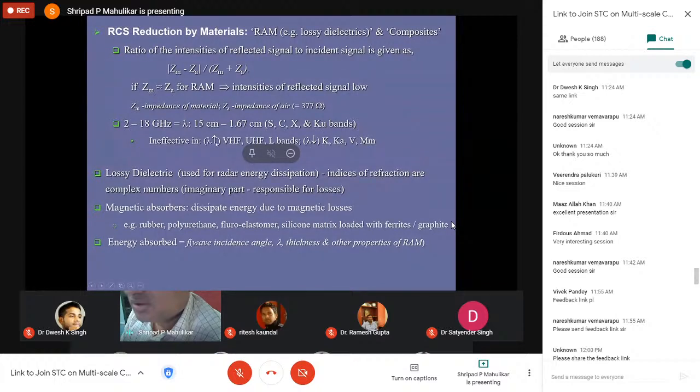So in one case, very thick radar absorbent materials are required. In the other case, the thickness comes down to such low values that they become ineffective. And in the long wavelength case, the amount of radar absorbent material thickness required would go up significantly, and the weight will go up, if we try to design radar absorbent material for the long wavelength or low frequency bands, which are the high frequency, very high frequency, UHF, and L bands.